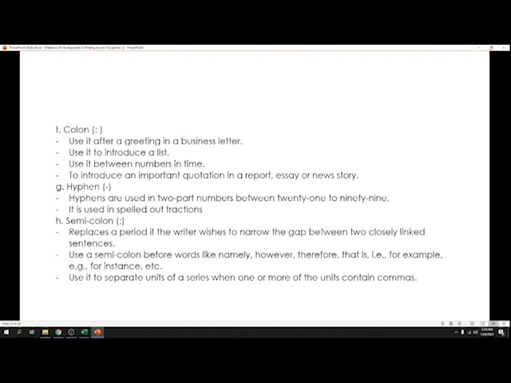Semicolon replaces a period if the writer wishes to narrow the gap between two closely linked sentences. Use a semicolon before words like namely, however, therefore, that is, for example, etc. So use it to separate units of a series when one or more of the units contain commas.